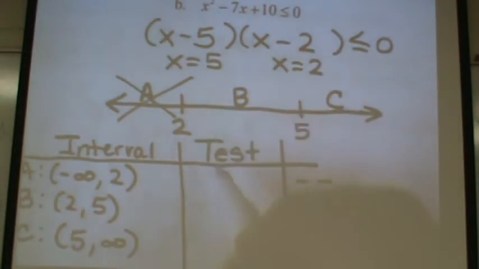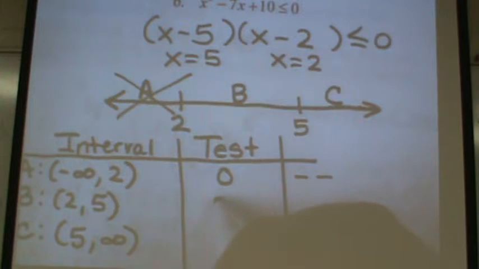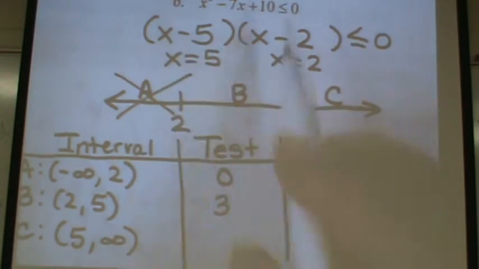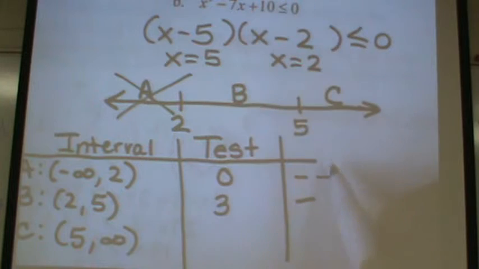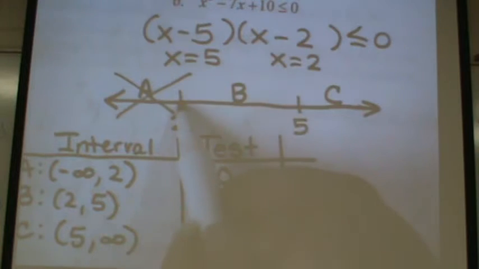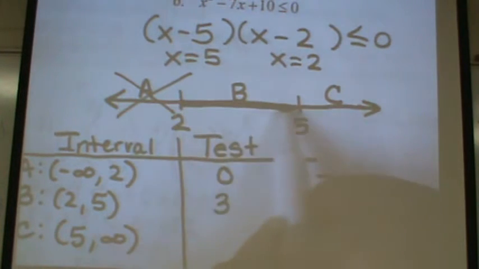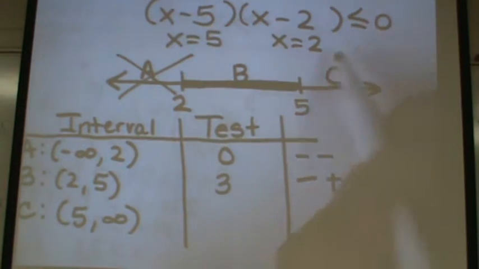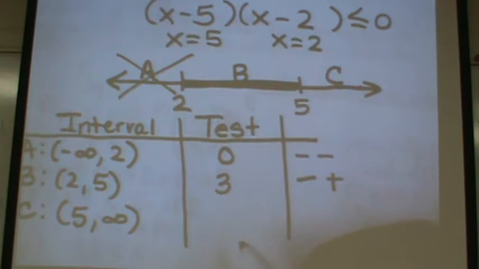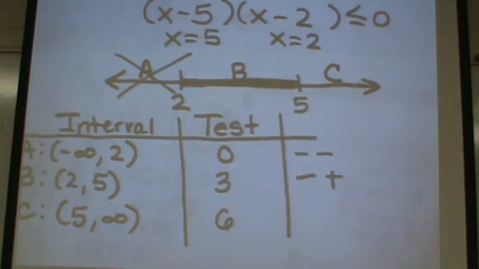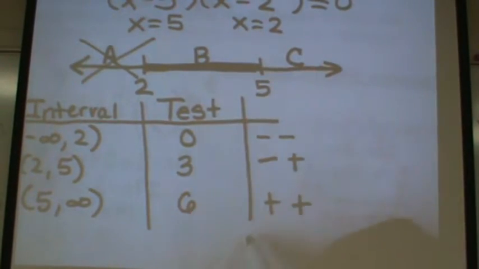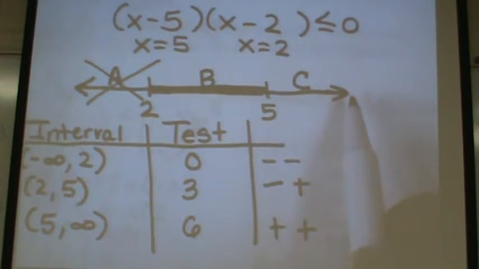Give me a test point in B. 3 I heard? 3? Let's try 3. If you put 3 right here, do you get positive or negative? Negative. How about here? Positive or negative? Positive. What's a negative times a positive? A negative. So guess what? This region works. So it's good. So we darken it. How about between 5 and infinity? Give me a point, a number to choose. 6, 7, 8, 9, 10, 100, whatever. You're going to get a positive times a positive, and a positive times a positive is a positive, and a positive number is not less than 0.